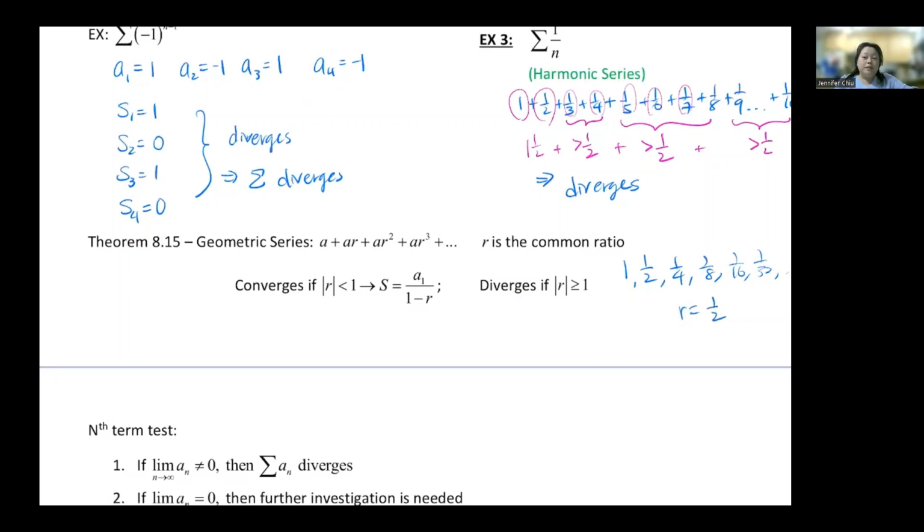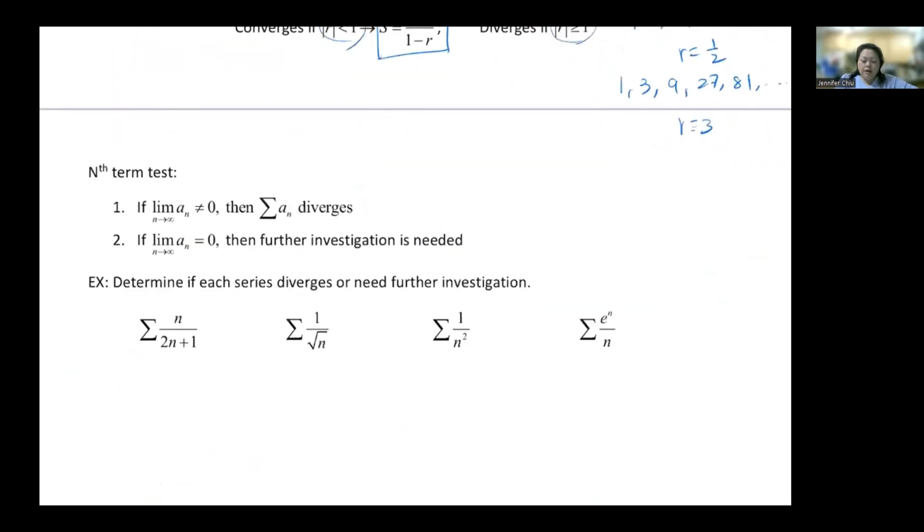Now, sometimes it's not going down, sometimes it's going bigger. So you can have 1, 3, 9, 27, 81. So my ratio is 3. Just keep in mind, if the ratio is smaller than 1 in absolute value, whether it's positive or negative doesn't matter, you have a really nice sum here. It's just the first term divided by 1 minus the ratio. If your ratio is bigger than 1, then it diverges, growing bigger and bigger and bigger. It never closes up into a good finite number.